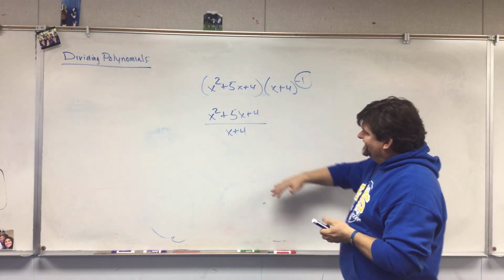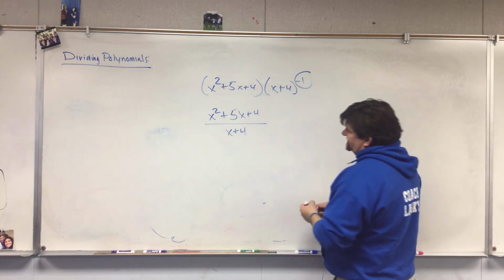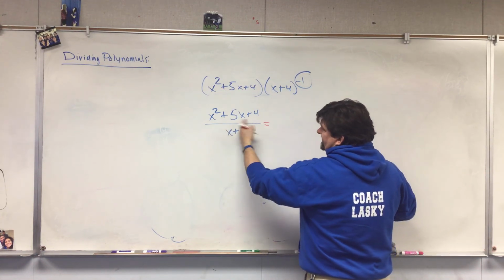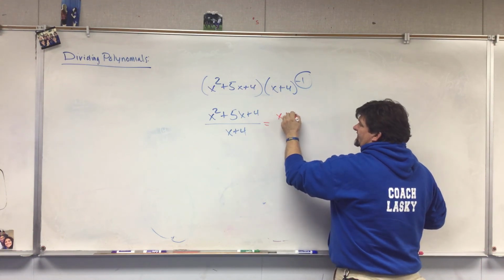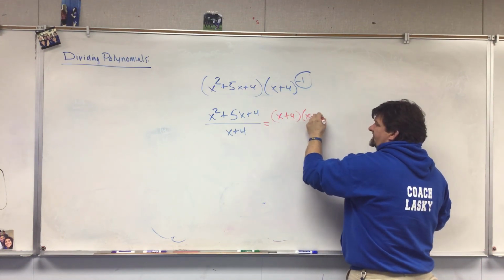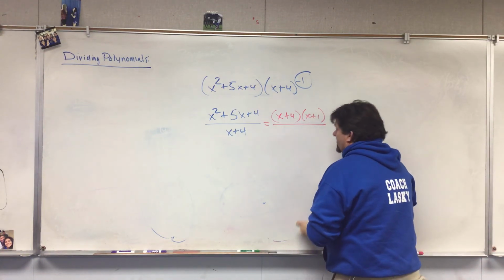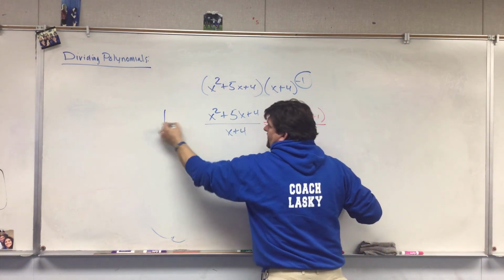Now, these don't go in evenly. That doesn't work very well. So let's do it a little differently. If I factor the top one, I get x plus 4 times x plus 1 over x plus 4. So this one here, I factored it.